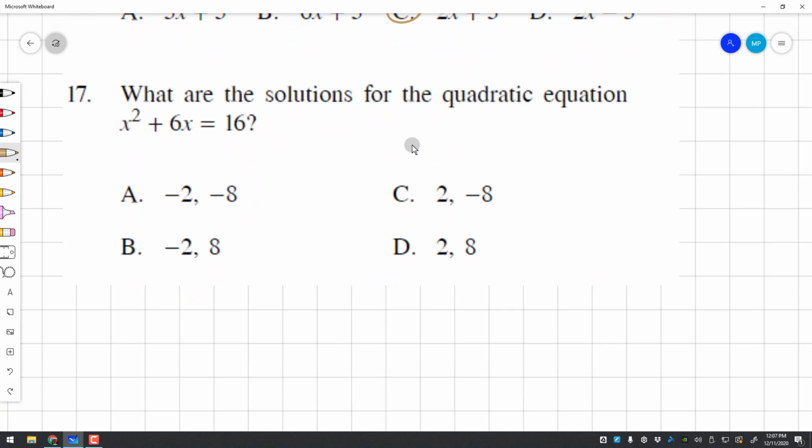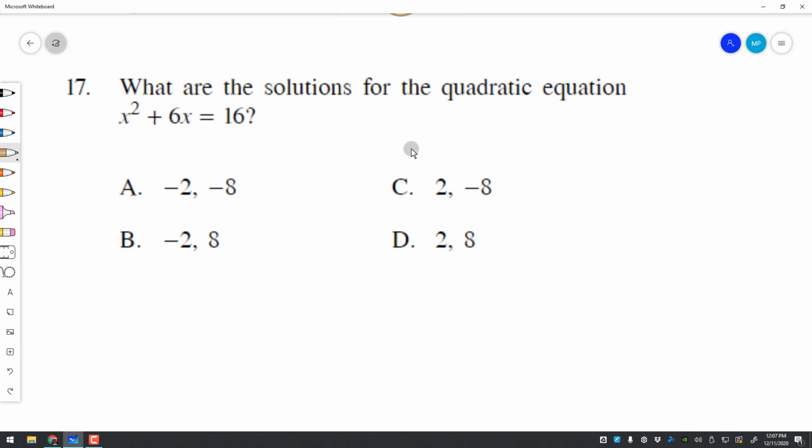Okay, 17. What are the solutions to this quadratic equation? And if you take a quick peek at all of the answer choices, they're all positive or negative whole numbers. That means that not only is this factorable, but hopefully very easily factorable. Now, because we want to factor and use zero product property, remember you want to set this equal to 0. And I want to keep x squared positive. So minus 16 equals 0.